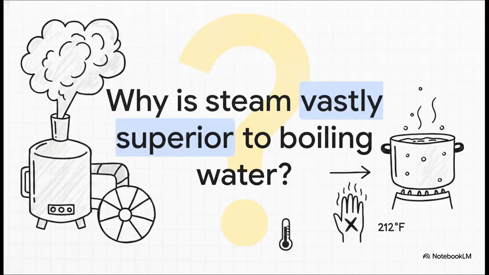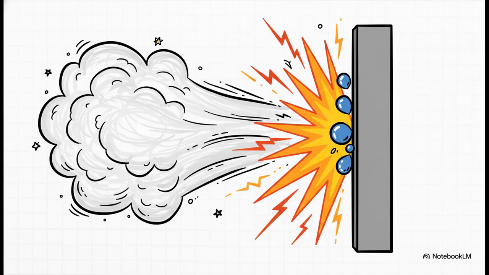This mind-blowing energy density actually brings up a huge industrial question. Why is steam considered vastly superior and honestly way more hazardous than boiling water? I mean, they are both sitting at 212 degrees Fahrenheit, right? The secret is the enthalpy of condensation. Steam is not just hot water. It is a massive floating bank of hidden latent energy.